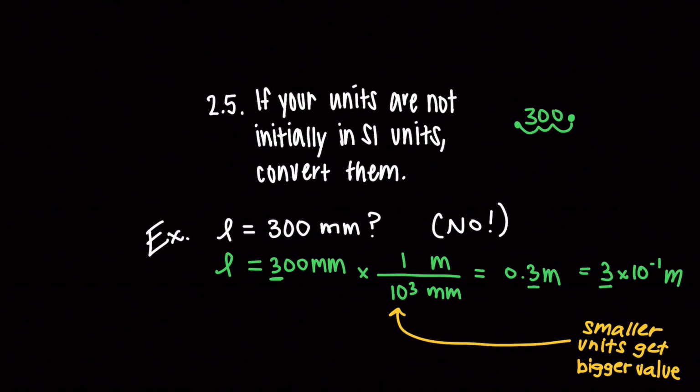You can look up a list of SI units on Google, and that should give you a good idea for how to do the conversions. One other thing that I do is I assign the bigger value to the smaller unit. For example, since millimeters are smaller than meters, there are going to be more millimeters that fit in 1 meter. When I do that, I will rewrite my given from L equals 300 millimeters down to L equals 3 times 10 to the minus 1 meters.